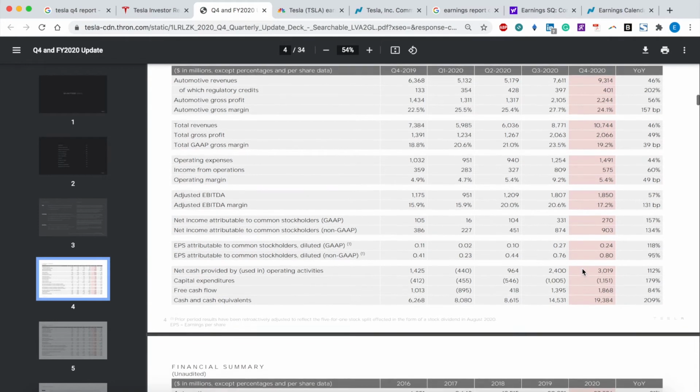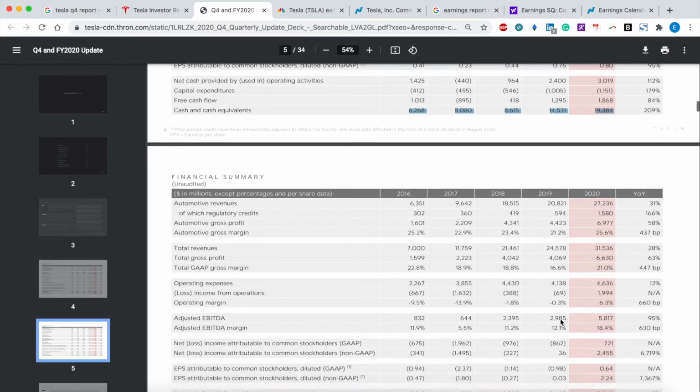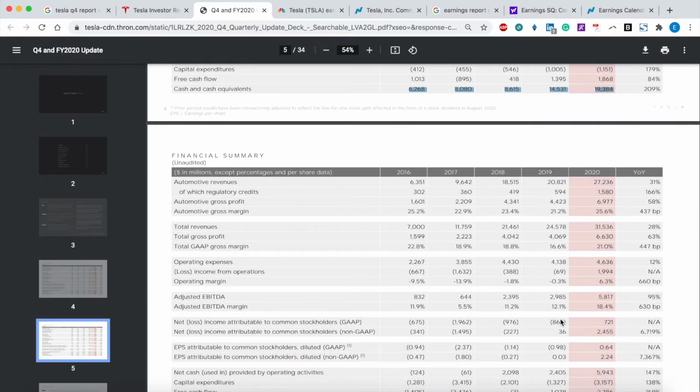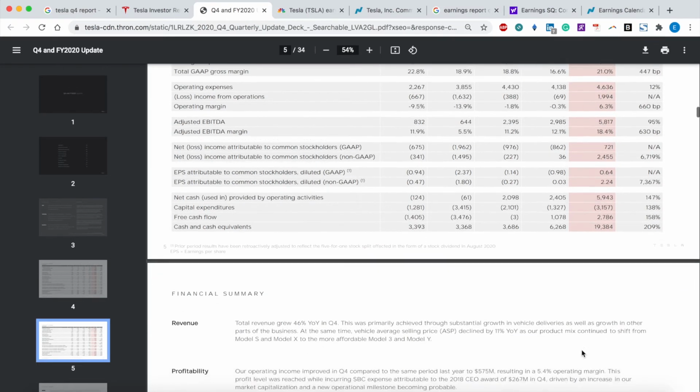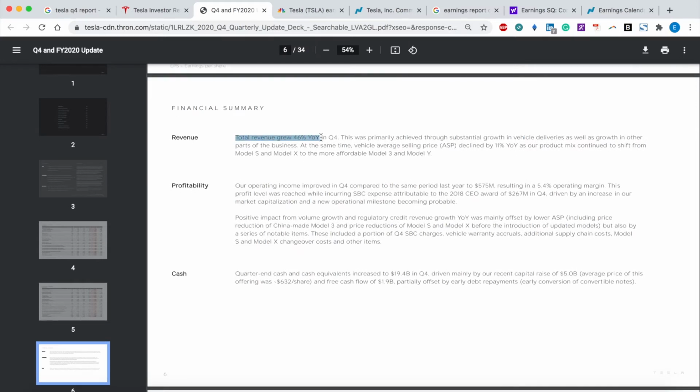They also have a lot of cash on hand, which is really good as well. It's nice to see that a company is liquid, because if they're liquid, it can easily scale because they can transition very easily in terms of how they invest their money, how they move their money. You see here, total revenue grew 46% year over year in Q4. That's amazing. That's huge. 46% is a huge growth.